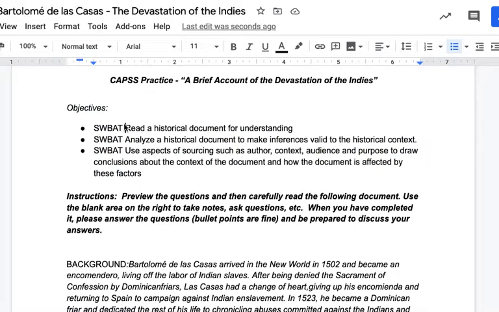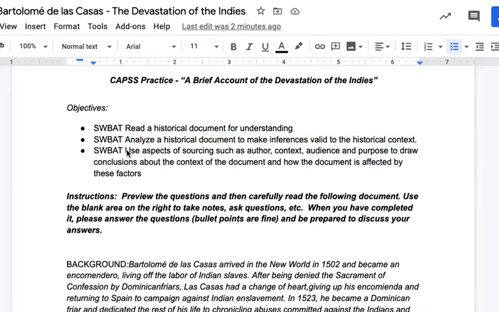Here it says that students will be able to read a historical document for understanding. So they want me to know what the subject is, like what the document says. Analyze a historical document to make inferences valid to the historical context. Maybe that's not clear, but what it means is: what beyond the actual text of the document is this document saying? What conclusions can we draw that are beyond just what the document says?